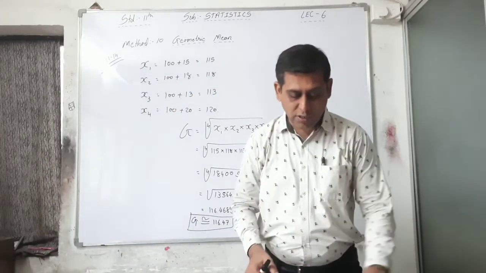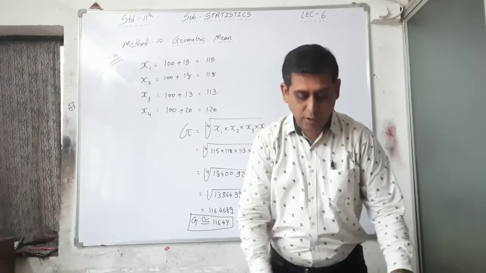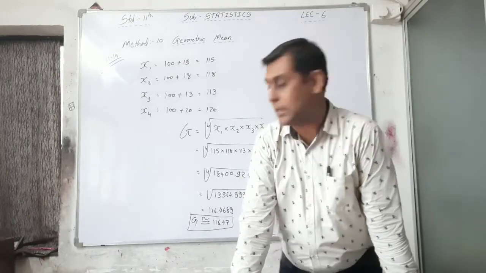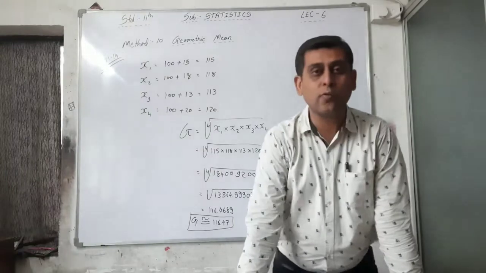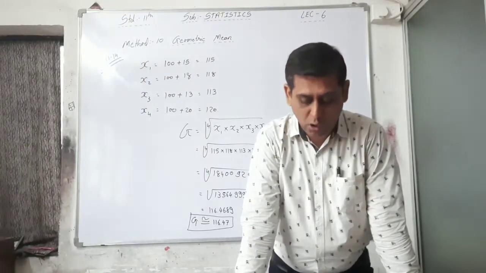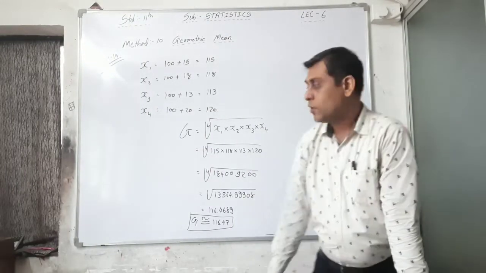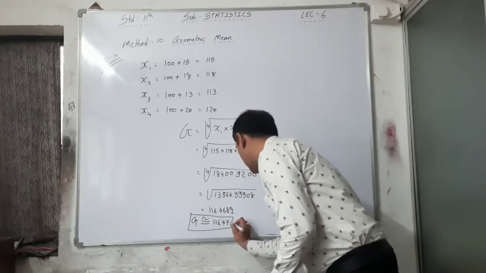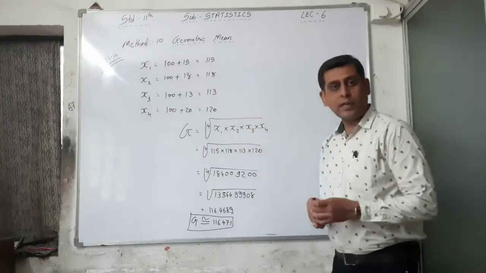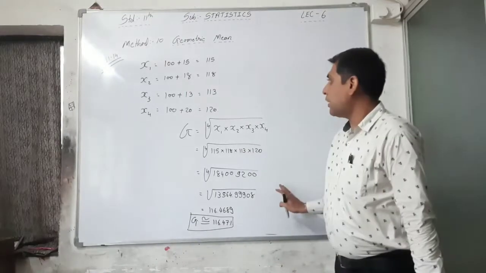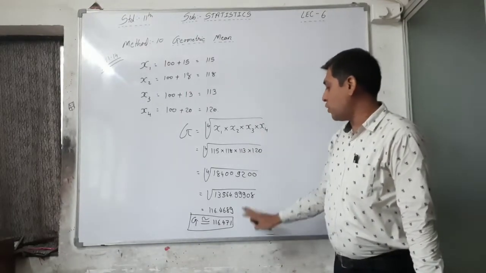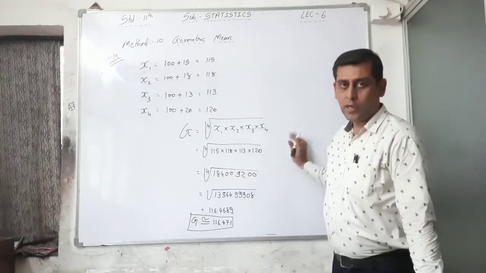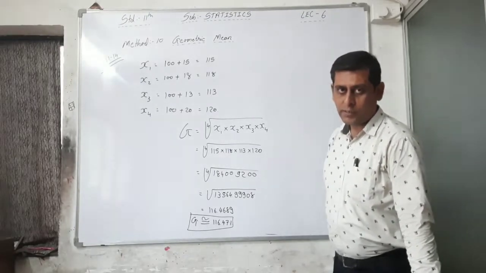Thus the average rate of growth in the population over these 4 years is 116.47%. Okay, so this is your answer, and the geometric mean here is always in percentage, because percentage is given, you have to write percentage. Okay, so first of all write down this.